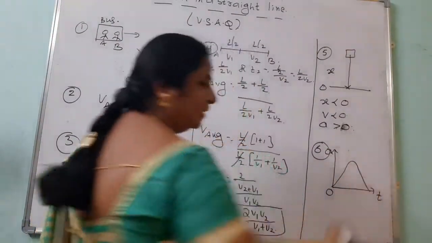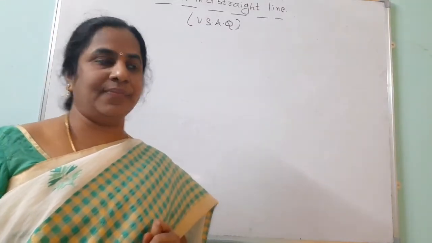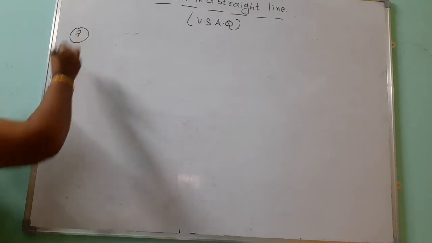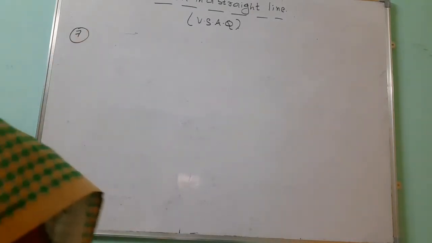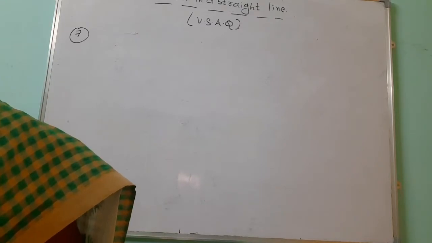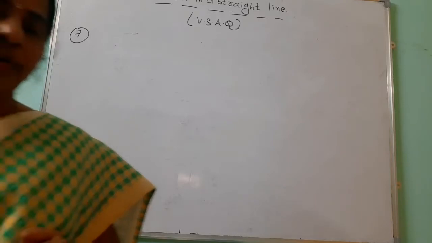This is the acceleration time graph. Our seventh question is: give the example of one-dimensional motion where a particle moving along the positive x direction comes to rest periodically.